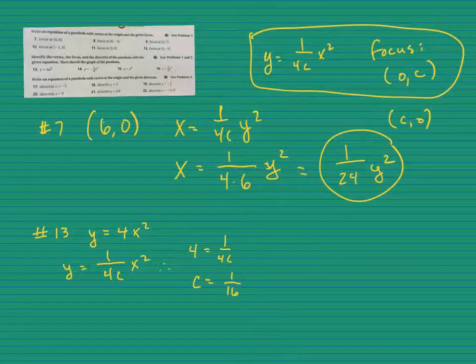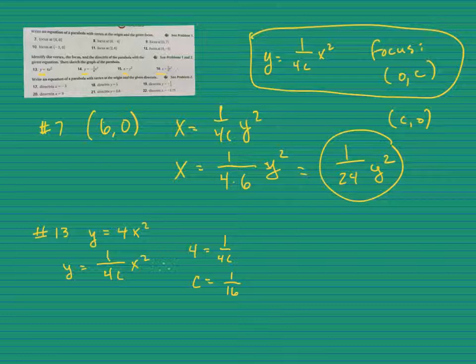Okay, looking at number 13, it says identify the vertex, the focus, and the directrix of the parabola with the given equation, and then sketch the graph. We can see quickly that number 13 and 14 should be vertical parabolas, where number 15 and 16 are going to be horizontal parabolas. Looking at number 13, if I know that y equals 4x squared, I also know that y equals 1/4c x squared. So I can make 4 equal to 1/4c to solve for c, and I find out that c is going to be 1/16.